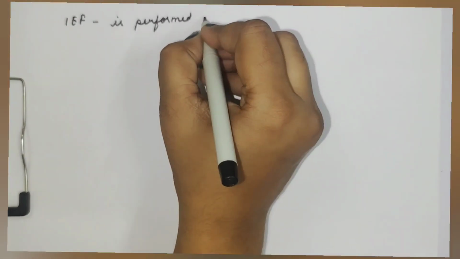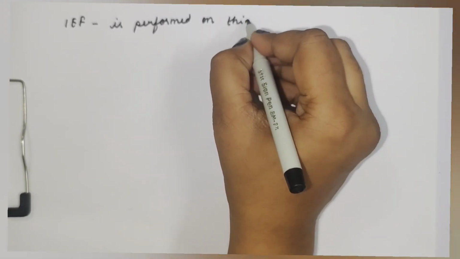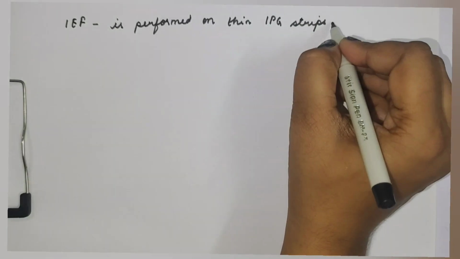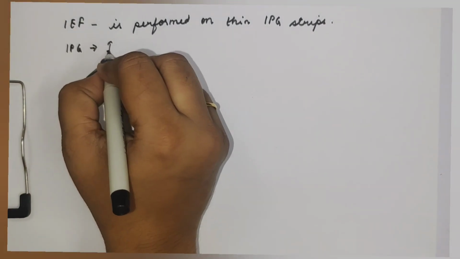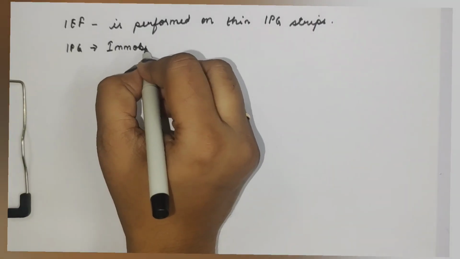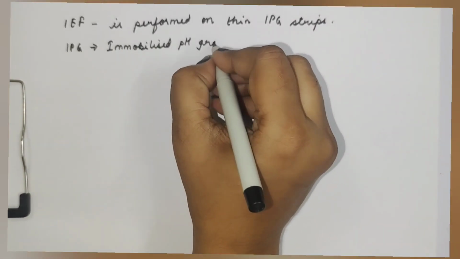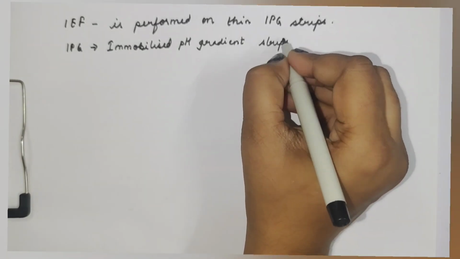Now, this isoelectric focusing is performed on small IPG strips. IPG strips means immobilized pH gradient strips. These are thin strips where a pH gradient is set up with the help of ampholytes.